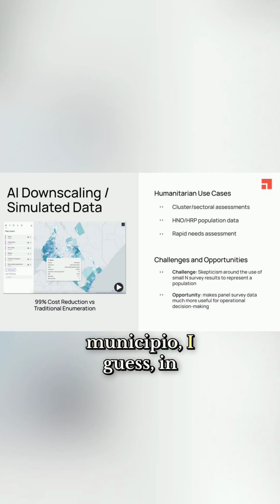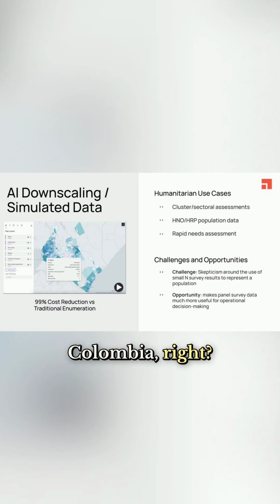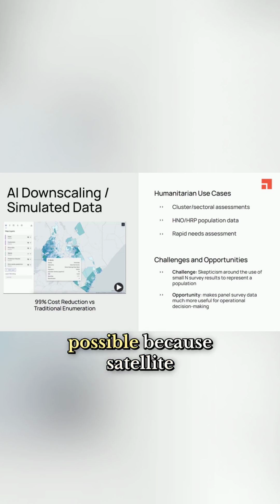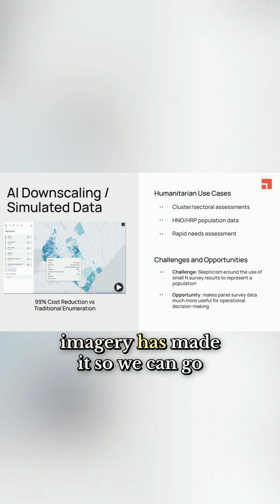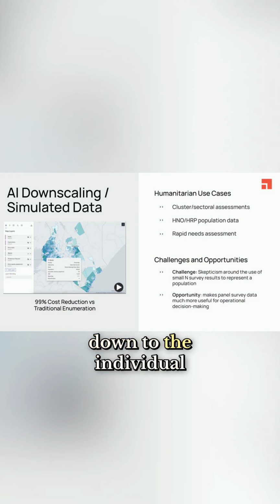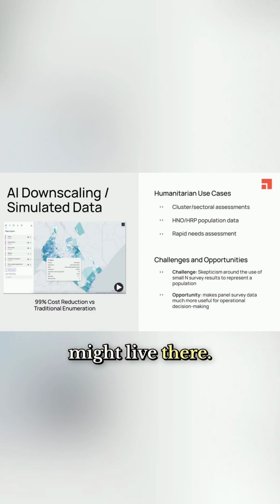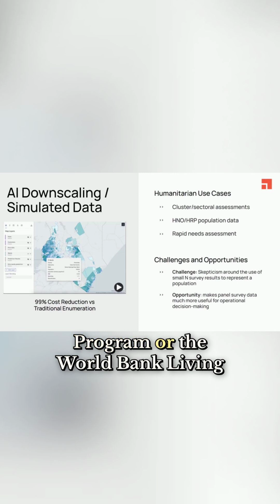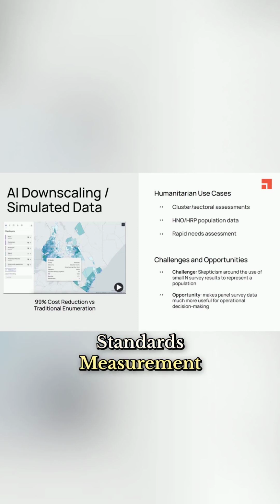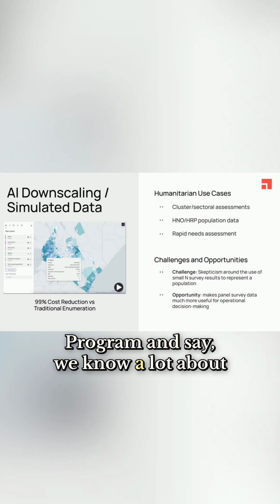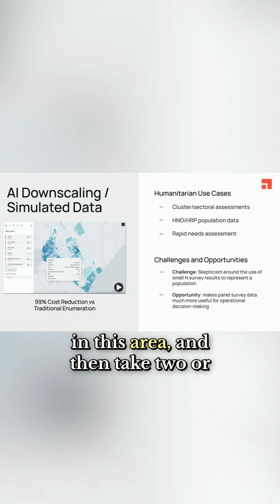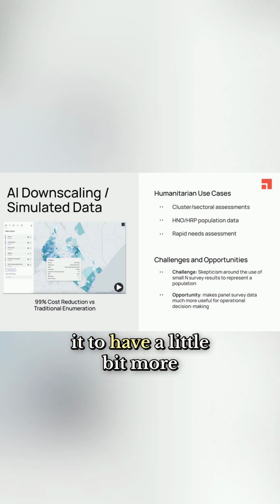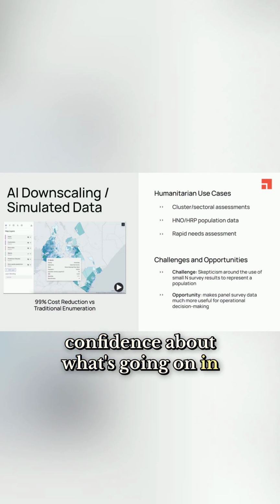a municipio, I guess, in Colombia, right? And that's become possible because satellite imagery has made it so we can go down to the individual building level and make estimates about how many people might live there. Take data from, for example, the Demographic Health Survey Program or the World Bank Living Standards Measurement Program, and say we know a lot about the demographics of people who live in this area, and then take 2 or 5 survey responses and use it to have a little bit more confidence about what's going on in that area.